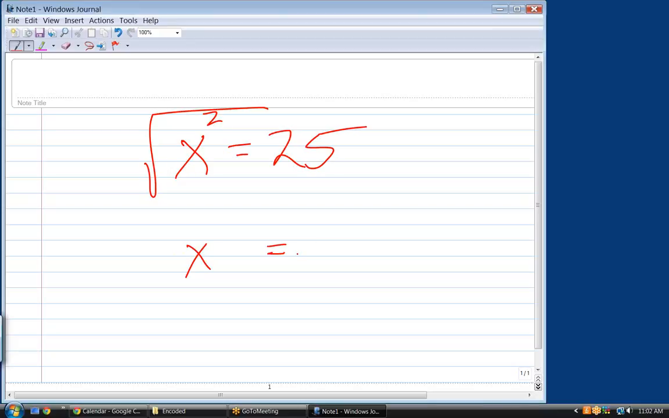Now, here's the tricky part. The tricky part is if I take the square root of 25, what is it? 5. Well, it's actually plus or minus. And the plus or minus 5 is extremely important because I actually do have two solutions. Both of them work. In other words, if I go back to my original equation and plug in minus 5, well, minus 5 squared is equal to 25, as plus 5 squared is also. So I definitely have two solutions, x equals plus 5 and x equals minus 5.